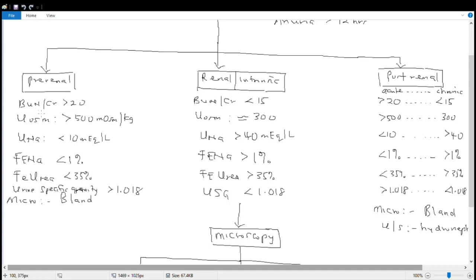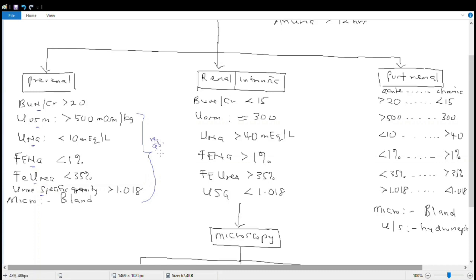So we're looking at things like BUN creatinine ratio, urine osmolarity, urine sodium, fractional excretion of sodium, fractional excretion of urea, urine specific gravity, and all that. Urine osmolarity, sodium, FENa, fractional excretion of urea, and urine specific gravity tell you about the absorptive function of the kidney.